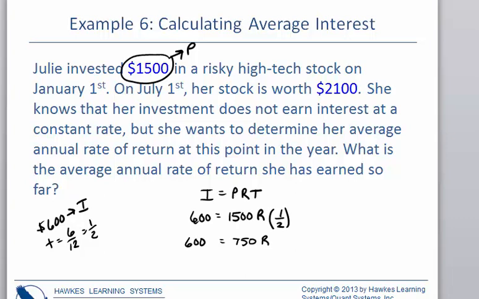And then solving for R, we would divide both sides by 750. And so 600 over 750 is going to give you an interest rate of 0.8. And so roughly, as a percentage, which might make more sense, we move that decimal 2 places to the right, we're talking about an 80% average rate of return on her investment.